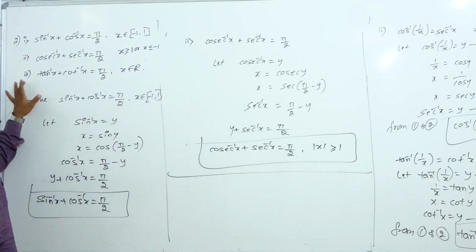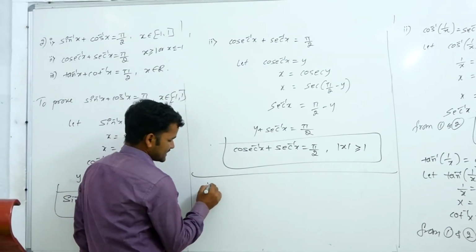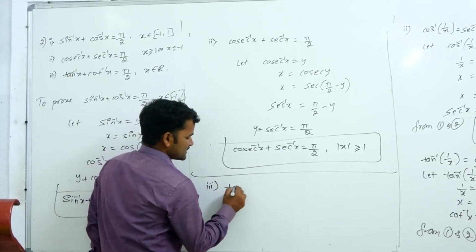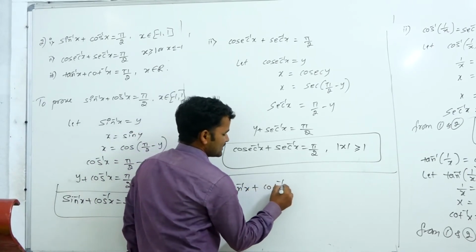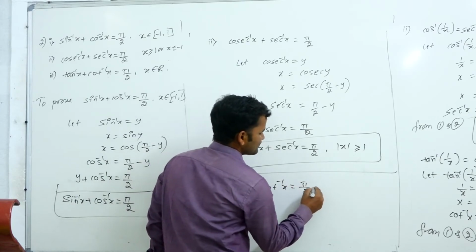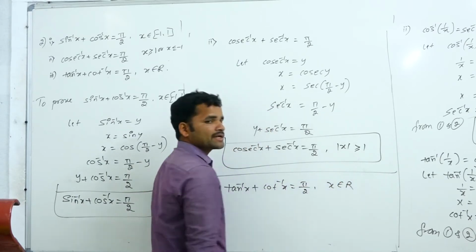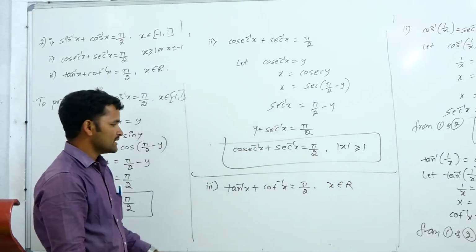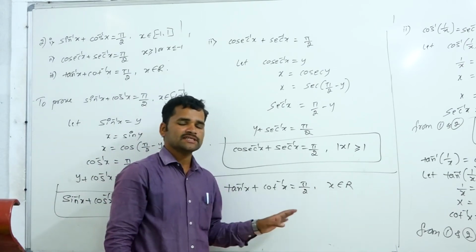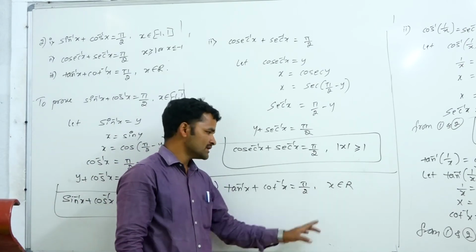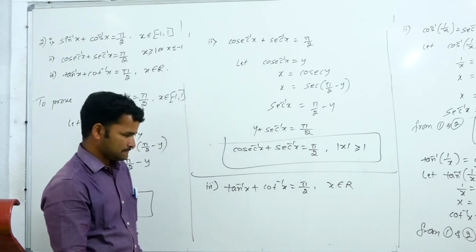Coming to the third property, the proof will be the same way: tan inverse of x plus cot inverse of x is equal to pi by 2 for x belonging to all real numbers. Tan inverse of x and cot inverse of x are defined for all real numbers. Means its domain is all the real numbers. So x can be any real number here.